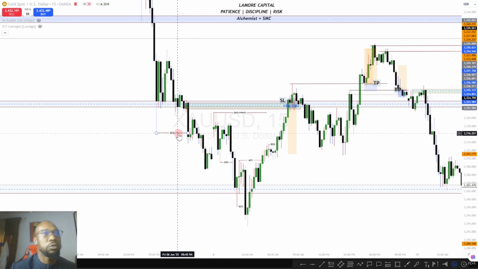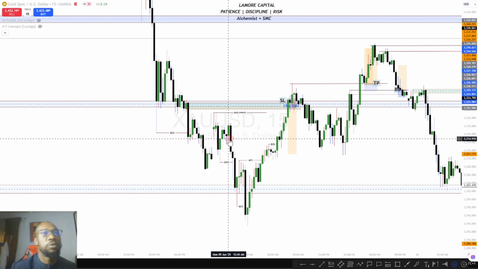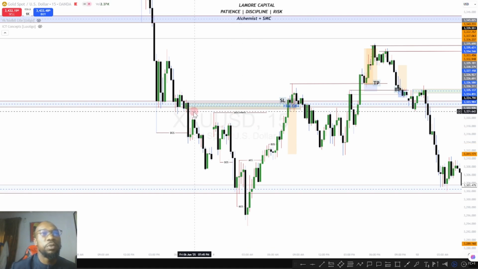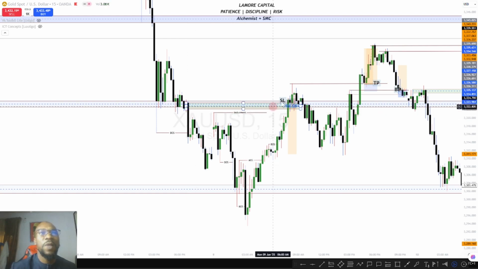I have a break of structure. Second rule was my order block. This is my order block. Third rule was my inducement. This is my inducement. And what is my fourth rule? Imbalance, which we still have an imbalance, but it's mitigated already. And irrespective, this is my entry.